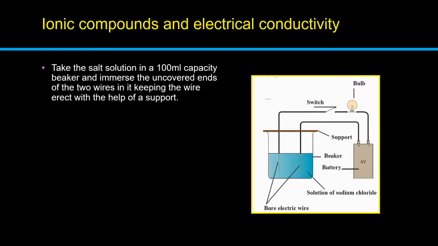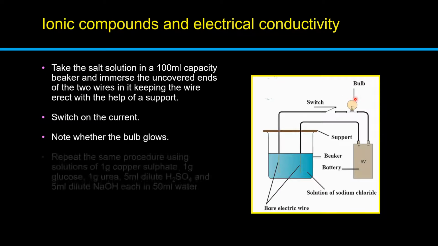Take the salt solution in a 100 ml capacity beaker and immerse the uncovered ends of the 2 wires in it, keeping the wires erect with the help of a support. Make sure that they stand erect. Switch on the current. Note whether the bulb is glowing or not.